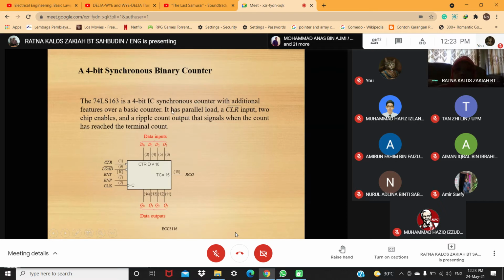See here. It has parallel load, clear input, 2 chip enables. This is enable, 2 chip enables. Why need 2 enables? Then you have to check the spec of the 74LS163 here. I don't memorize everything. This is only for enable here, and then this is the ripple count output here.